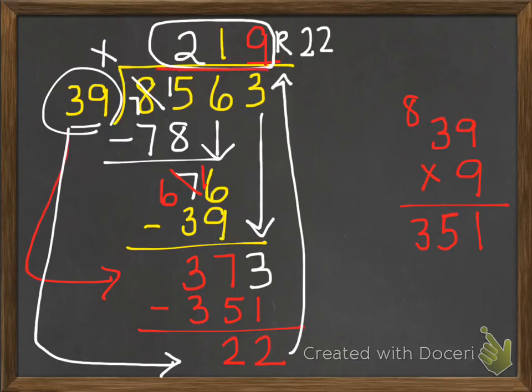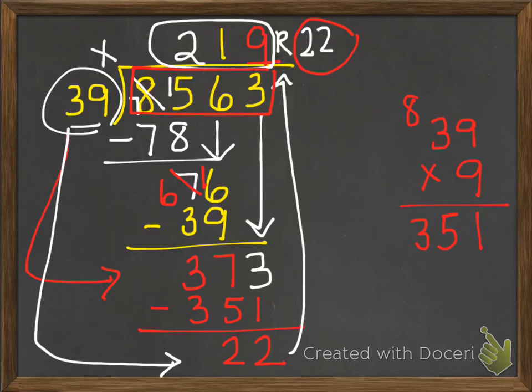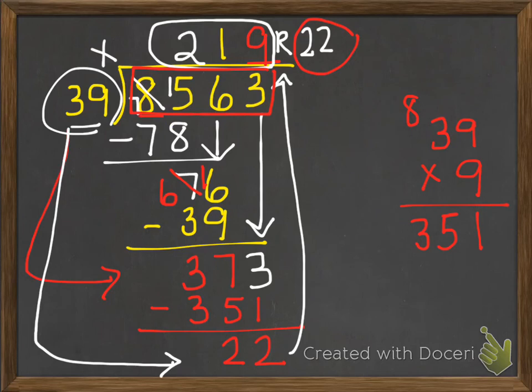And it's close. 8,563. What I need to do now is add the remainder. So I'm going to take this 8,541, and add, my remainder was 22. So 1 plus 2 is 2. 4 plus 2 is 6. Then there's 5 and 8. Now let's check. 8,562. 8,560. Uh-oh. We made a mistake somewhere.